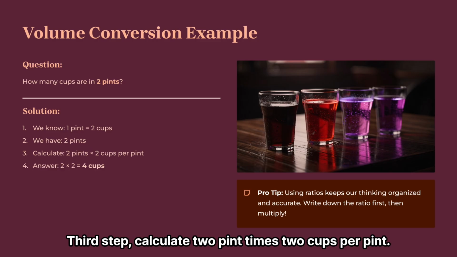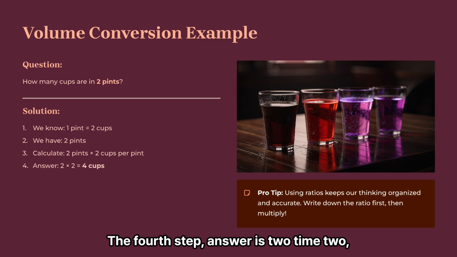Third step, calculate 2 pints times 2 cups per pint. The answer is 2 times 2, giving us 4 cups. So using ratio keeps our thinking organized and accurate. Write down the ratio first, then multiply.